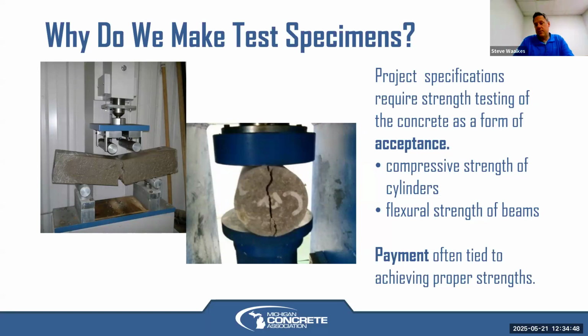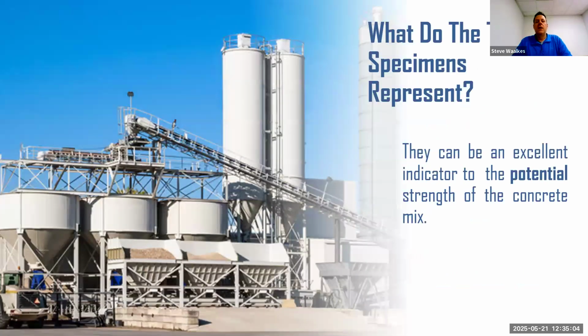But it is regardless used as the acceptance and payment in most situations. So when you have a low break, a low strength result, people get worried about we're not going to pay for it, or we're going to take a reduction, or let's wait and do some more, or do some more investigation. So it's just the way the specifications are written. Because the design is based on strength, then we're going to have acceptance based on strength as well.